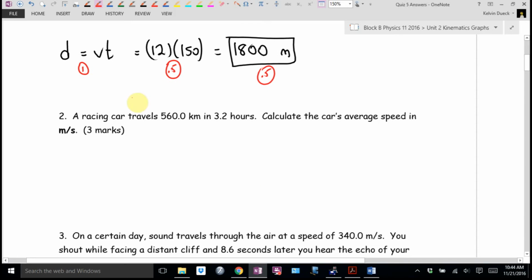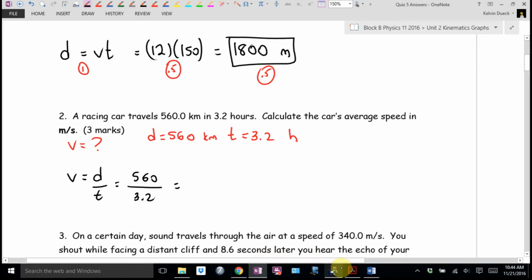Calculate the car's average speed in meters per second. So they want me to find a velocity or speed. How many marks is this one worth? I'll bet you there's a unit conversion along the way or something, an extra step. That 560 is a distance. That 3.2 is a time, but this is in kilometers and per hours. Well, I can go V equals D over T. That's from our formula sheet. I can go 560 divided by 3.2.